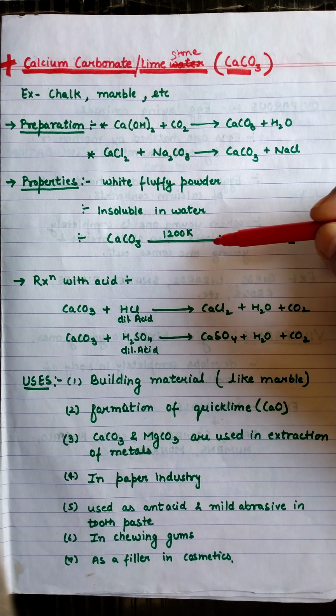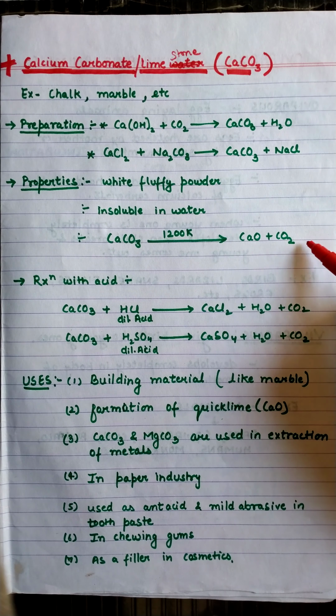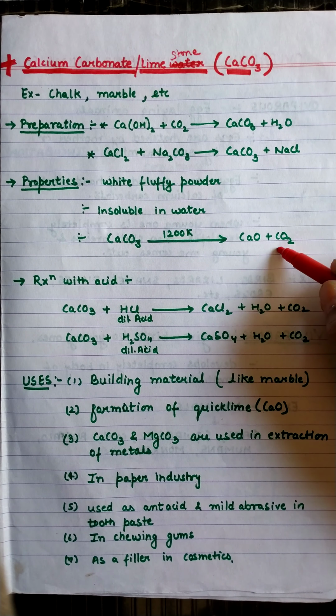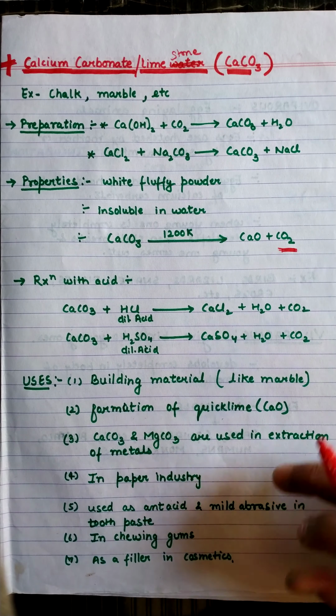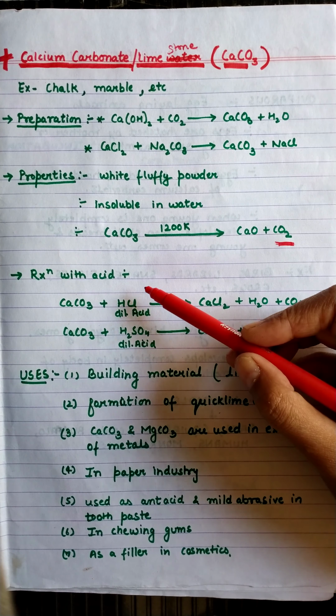When calcium carbonate is heated at high temperature, it forms quicklime and releases carbon dioxide gas. So next is the reaction with dilute acids.